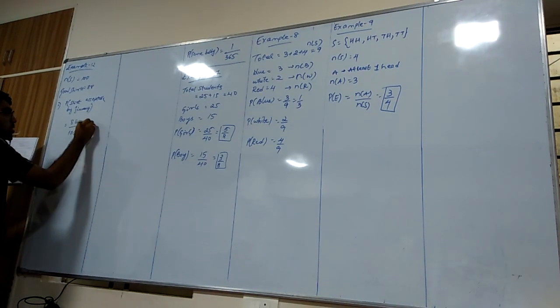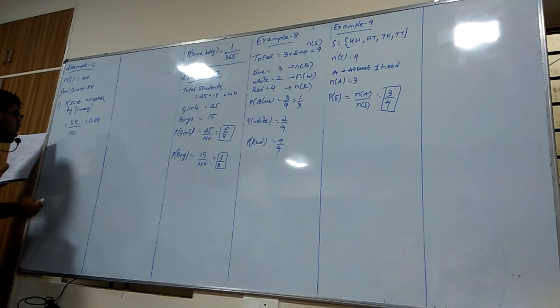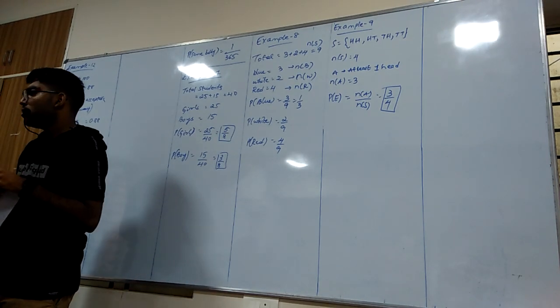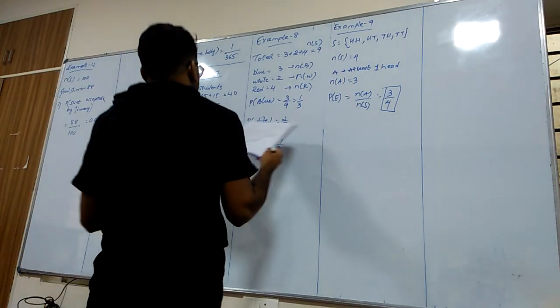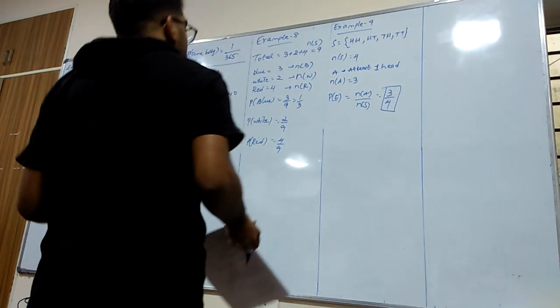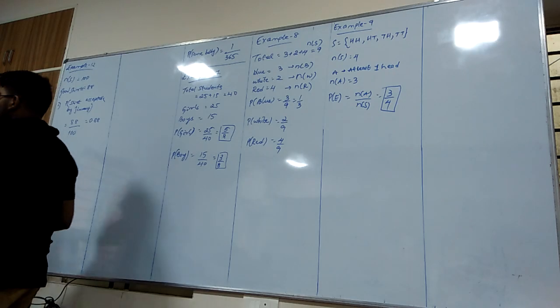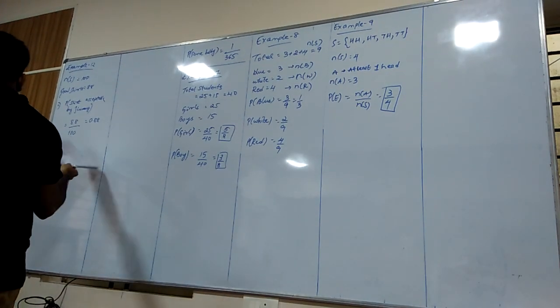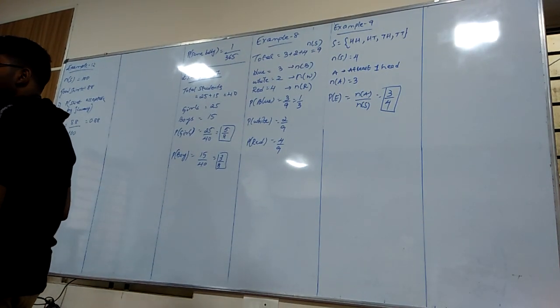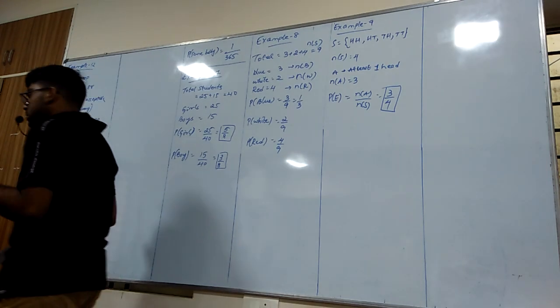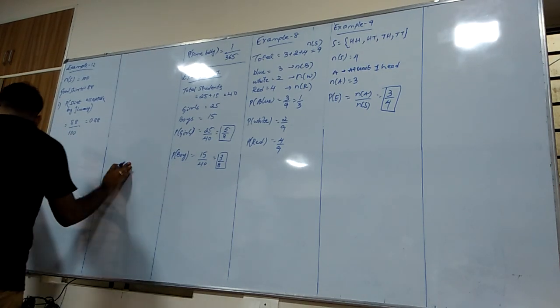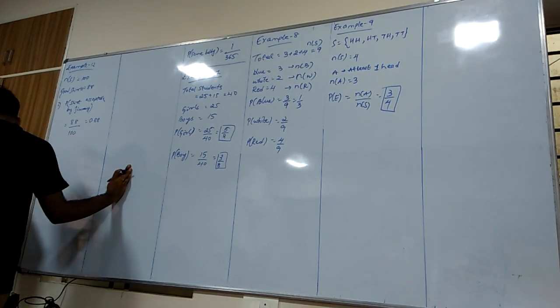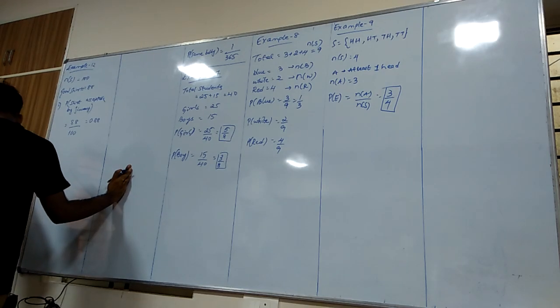What is it further? 0.88. Probability 22 by 25. You can write it like this, 22 by 25.